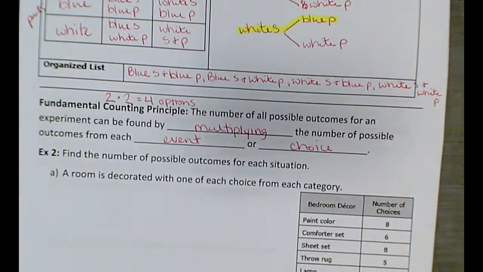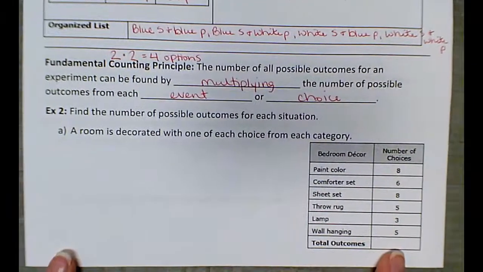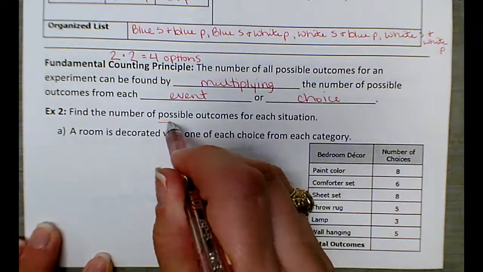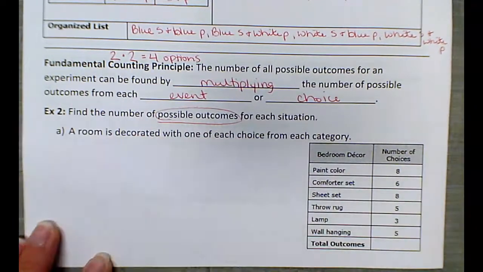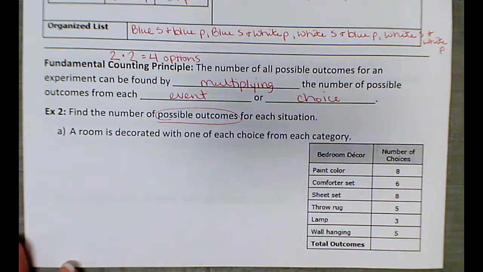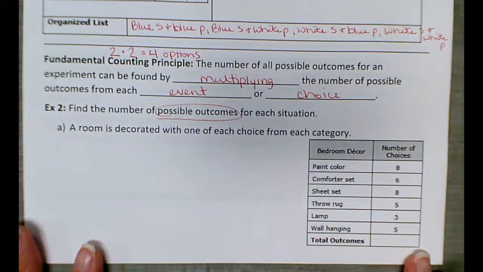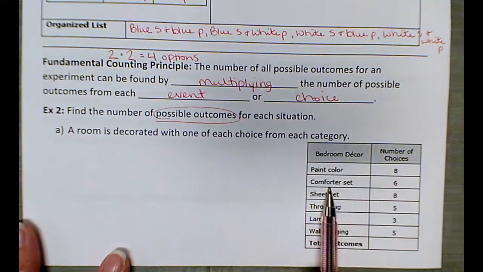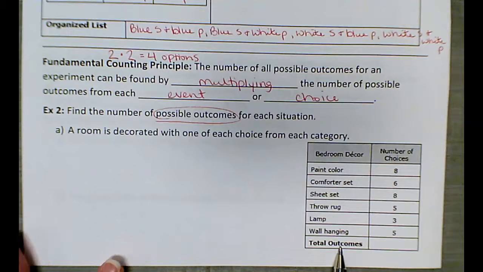So let's move to example 2 to talk a little bit more about the fundamental counting principle. It says find the number of possible outcomes. That implies that you're going to be using the fundamental counting principle for each situation. And it says a room is decorated with one of each choice from each category. So we have, for the bedroom decor, 8 paint colors, 6 comforter sets, 8 sheet sets, 5 throw rugs, 3 lamps, 5 wall hangings. It's a lot of options, and we need the total number of outcomes.